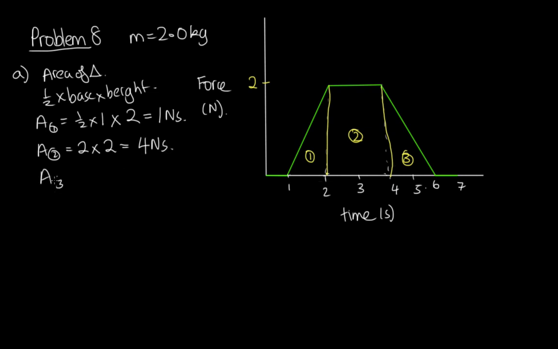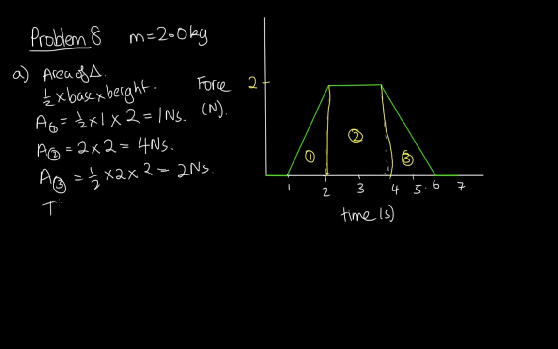And then finally, this last triangle, we need to do half the base times the height again. And so the base, we're going from 4 to 6. So 6 minus 4 is 2, so the base has length 2, and the height is again 2. So this is equal to 2 newton seconds.